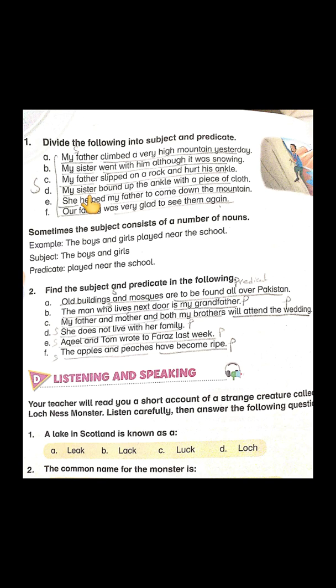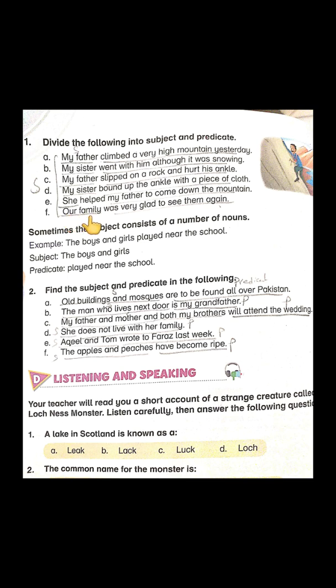Fourth is, my sister bound up the ankle with a piece of cloth. What is the subject here? My sister. Bound up the ankle with a piece of cloth. The rest of the sentence, including its verb, is the predicate. Next, she helped my father to come down the mountain. What is the subject here? She. And what the predicate is talking about is what she did: she helped my father to come down the mountain. From helped, you are going to underline till mountain. This is our predicate.